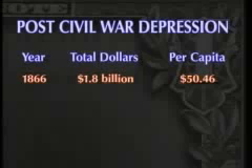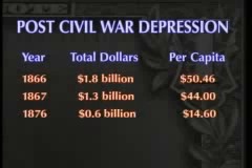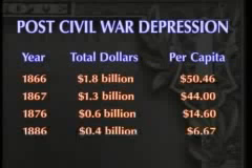In 1866, there was $1.8 billion in currency in circulation in the United States, about $50.46 per capita. In 1867 alone, $500 million was removed from the U.S. money supply. Ten years later, in 1876, America's money supply was reduced to only $600 million. In other words, two-thirds of America's money had been called in by the bankers. Only $14.60 per capita remained in circulation.